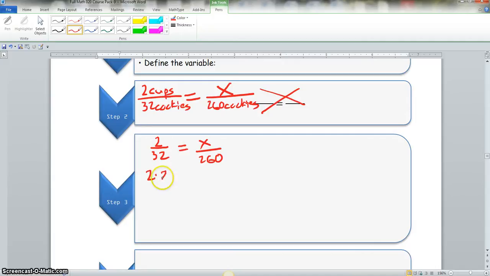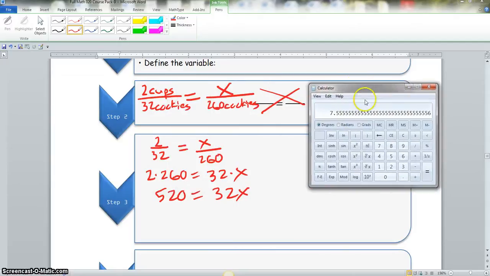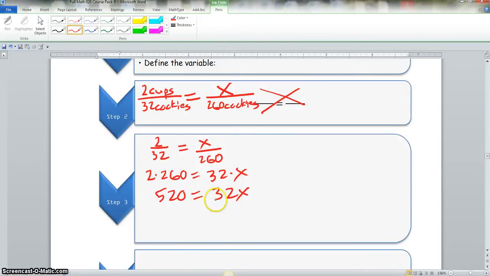So we'll take 2 times 260 is equal to 32 times x. 2 times 260 is 520, which is equal to 32x. Now we could take our calculator, and we know we're going to divide each side by 32. So that would give us 16.25. So we divide each side by 32. And this will give us 16.25 cups is equal to X. And we know that's cups of flour.